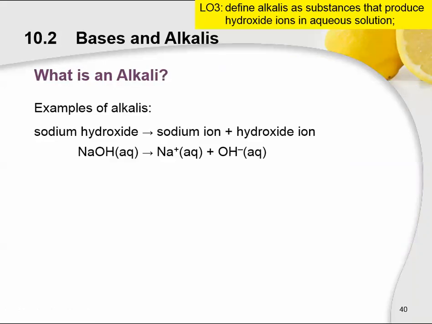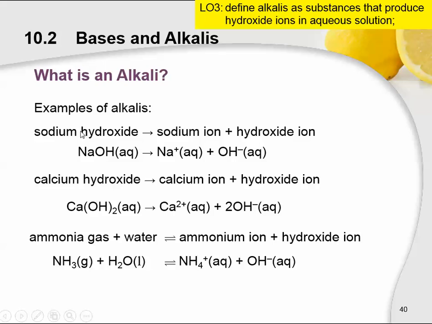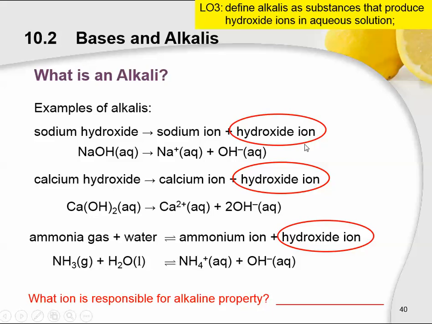For example, sodium hydroxide is an alkali because it's a metal hydroxide. When dissolved in water, it produces hydroxide ions. Likewise for calcium hydroxide and even ammonia gas dissolved in water. They all produce hydroxide ions when dissolved in water. So what is responsible for the alkali property? It's very obvious, right? It's the hydroxide ions.